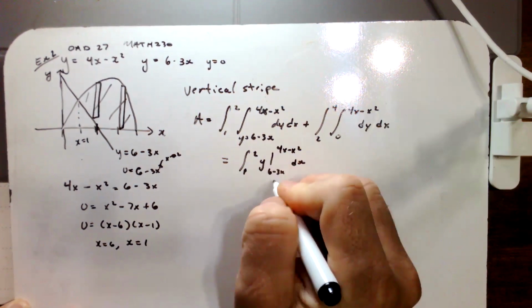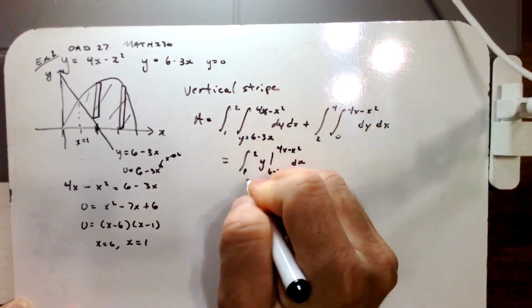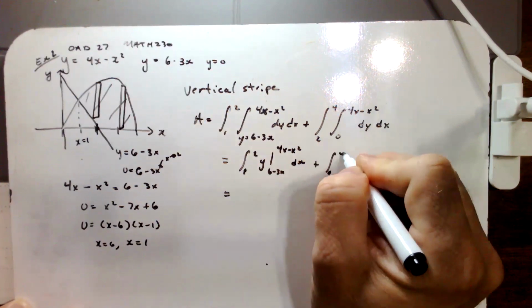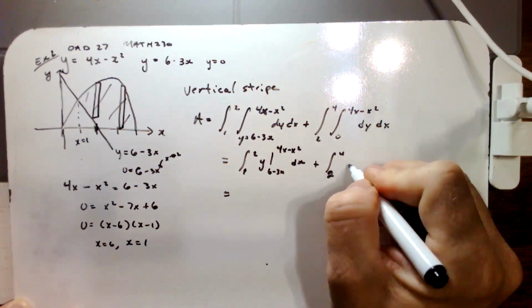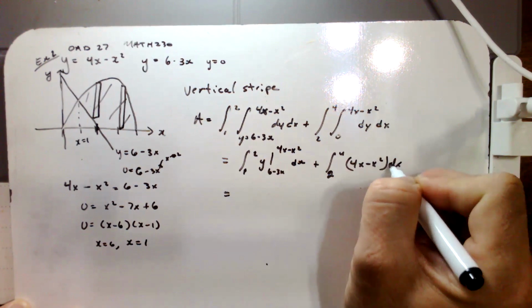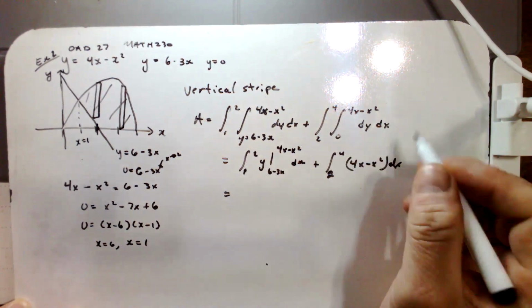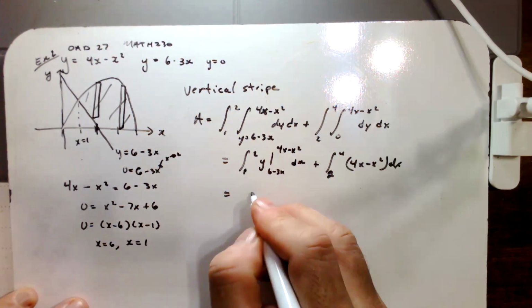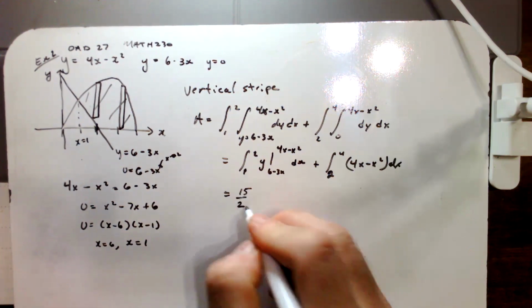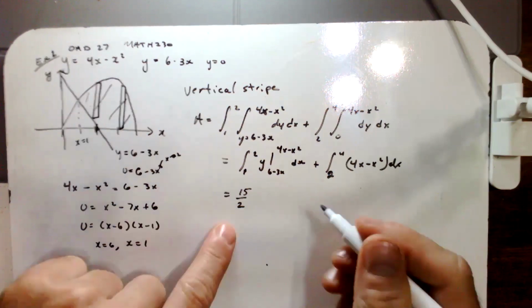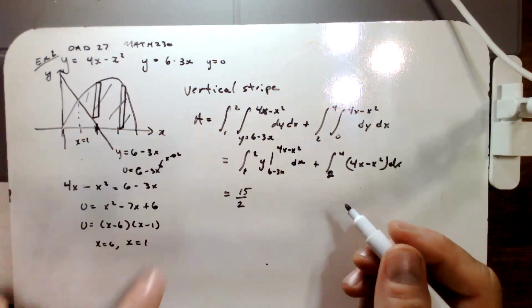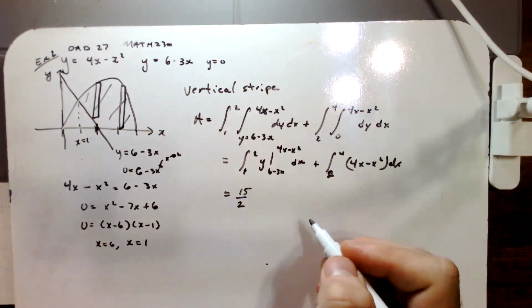Then you integrate that, do the substitution, subtract, and then compute. And likewise over here, the integral from 2 to 4 of 4x minus x squared. That one's really easy to do because the lower limit is 0 there. If you compute this out all the way and finish up the algebra, you're going to get 15 over 2. I'll save that part just because the setup is really the important part here. So with the vertical strips, we get that the area is 15 halves.